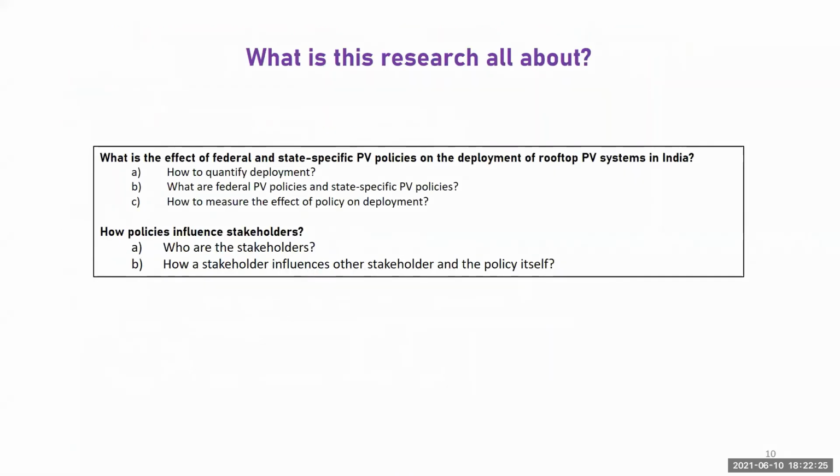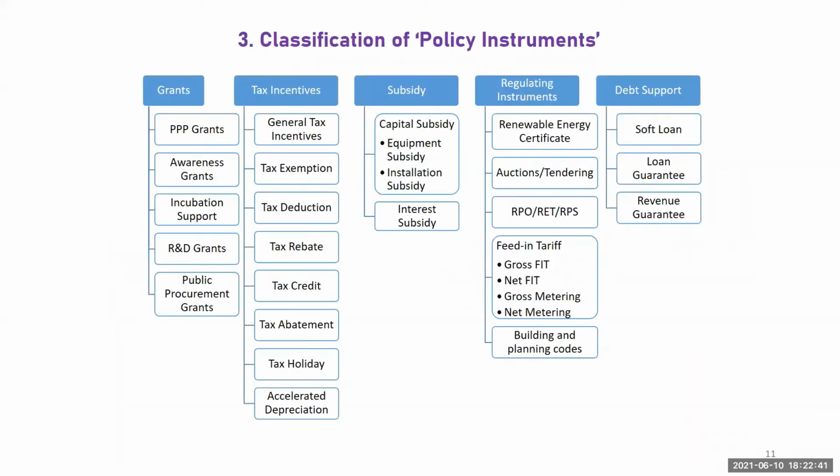So what is this research all about? I'm trying to find what is the effect of federal and state specific PV policies on the deployment of rooftop PV, and how policies influence stakeholders, and also vice versa, how stakeholders influence policies. This is what I'm studying. For that, we have to see what are the different instruments that we can use. These are specifically monetary instruments: grants, tax incentives, subsidy, regulatory instruments, and debt support.